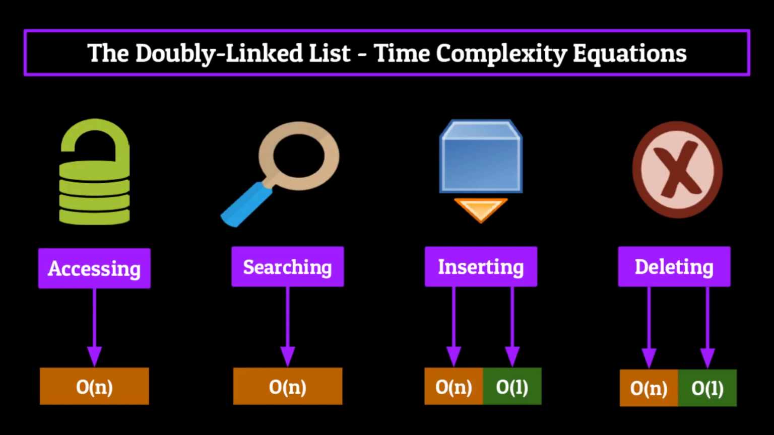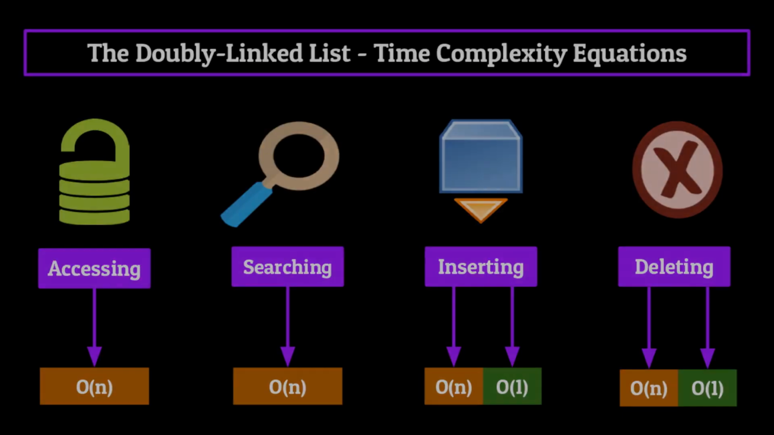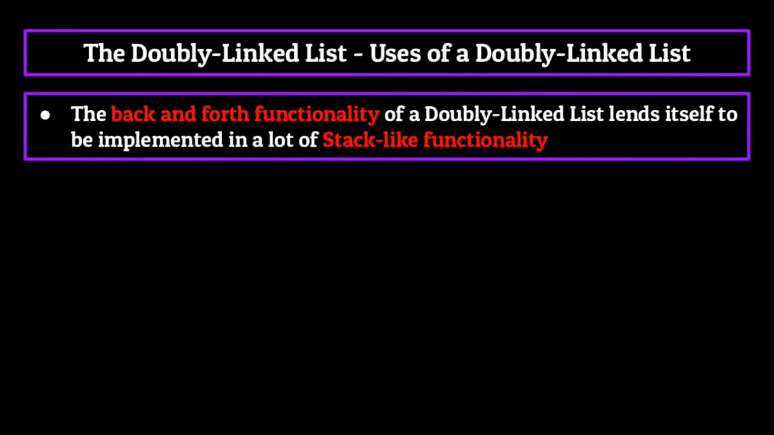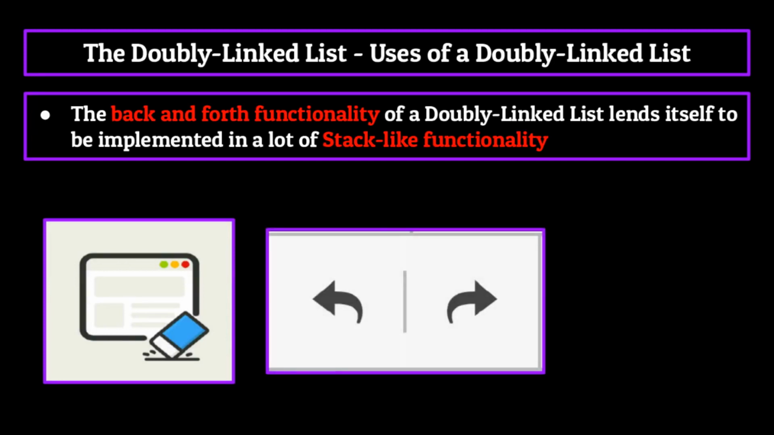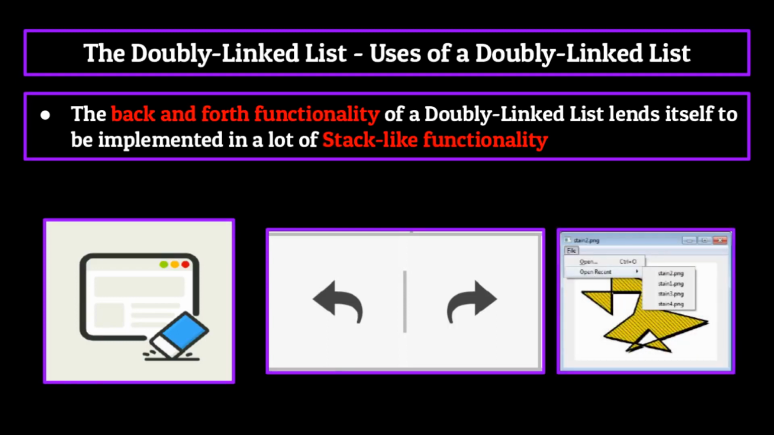Finally, in terms of doubly linked lists, I just want to talk about some of the uses for a doubly linked list, because there are a ton. The back and forth functionality of a doubly linked list lends itself to be implemented in a lot of stack-like functionality, i.e. cases where you want to go back and forth between information that you're storing for the user. Some examples of this could be the browser caches, which allow you to go back and forth between web pages, the undo-redo functionality in many programs, applications which allow you to utilize an open recent functionality. The list goes on and on.